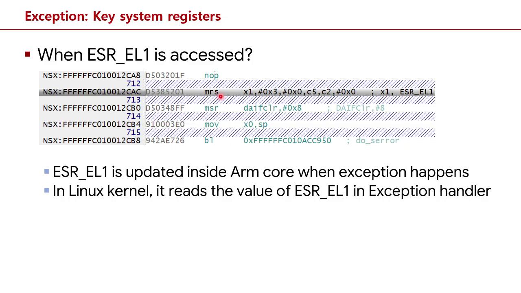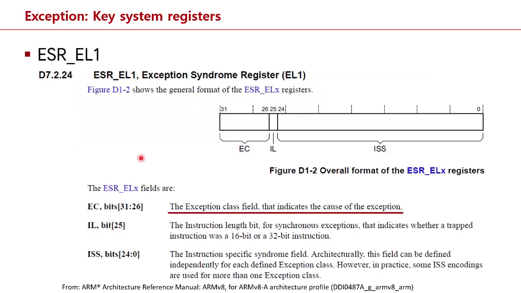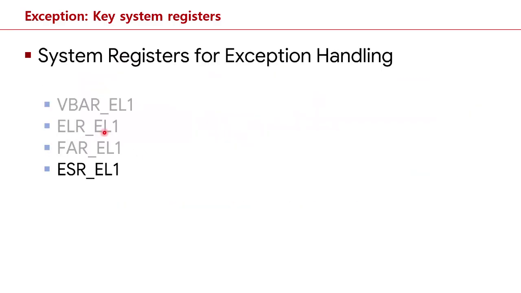If you run this assembly instruction, the value of the ESR_EL1 register is written to the X1 register. Please take a look at this. The X1 register is one of the general purpose registers in the Armv8-A architecture. If you use this instruction, the value of any system register will be written to a general purpose register, just like other system registers such as the ELR_EL1 register and the FAR_EL1 register.